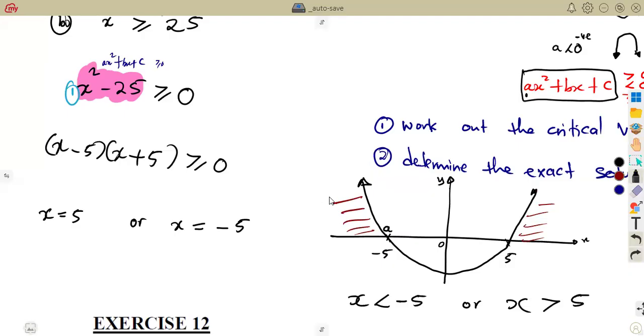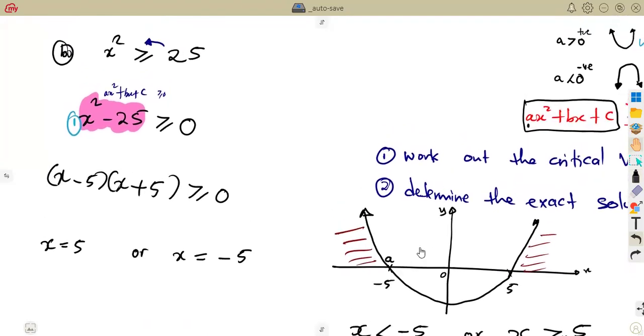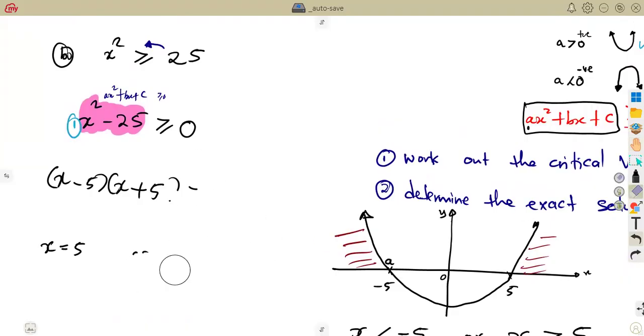Then we check our question. There is an equal to on our question, so our answer also must have that equal to. So x is less than or equal to minus 5, or x is greater than or equal to 5. This will be your solutions at the end, where x is representing every real number that you can have within that region. So this is how our inequalities work, graphical method.